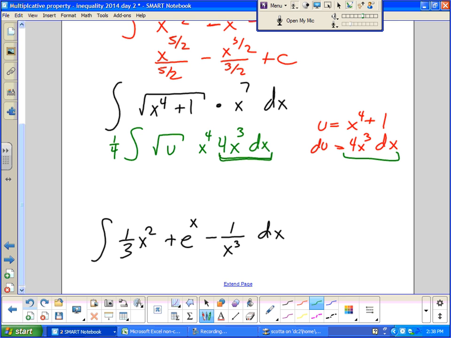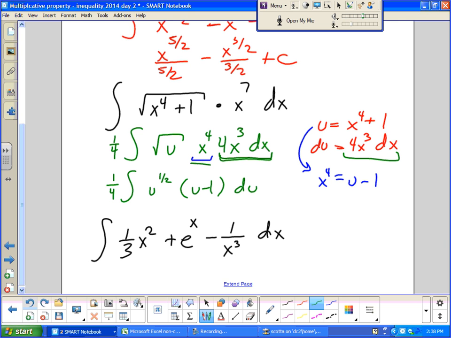But x to the 4th, we're going to have to calculate. Well, look at what happens when you solve this for x to the 4th. X to the 4th is u minus 1. So I can put u minus 1 in here. So if I redo this whole integral now, I'm going to write it as u to the 1/2, u minus 1 for x to the 4th, and then du. And this problem is exact.